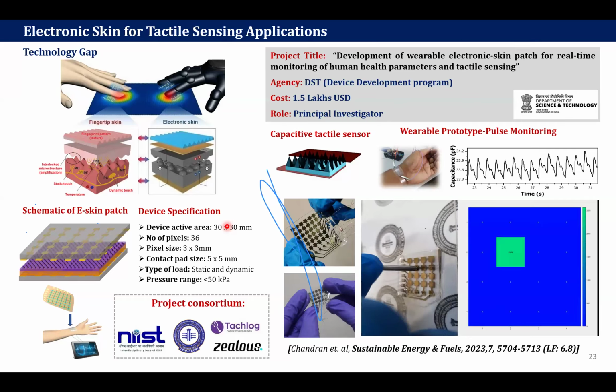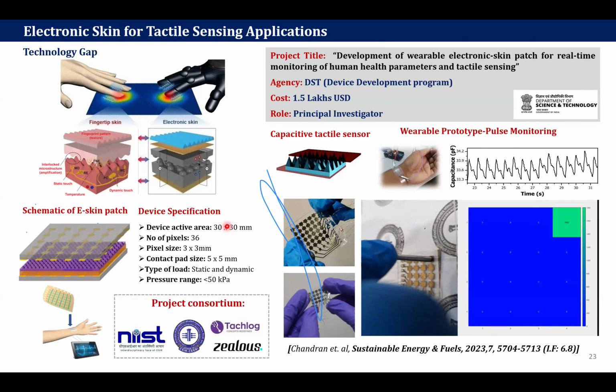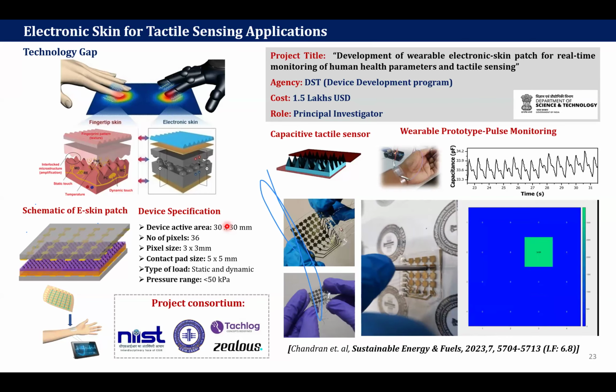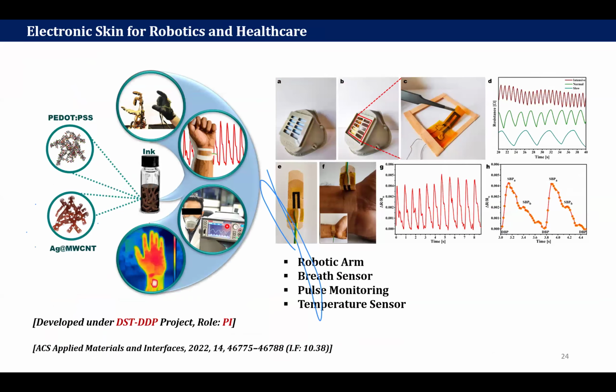And we also developed the tandem architecture of piezoelectric and piezocapacitive sensors for real-time monitoring of pressures, especially static and dynamic, up to a range of 50 kilopascal. This is being demonstrated in this video. The pixel you are touching is getting identified. If you vary the pressure on a particular pixel, that variation is also shown in numbers. We also developed an electronics kit for robotic and healthcare applications. That is being showcased here, especially for pulse monitoring, robotic arm, breath sensors, temperature sensors, and all.